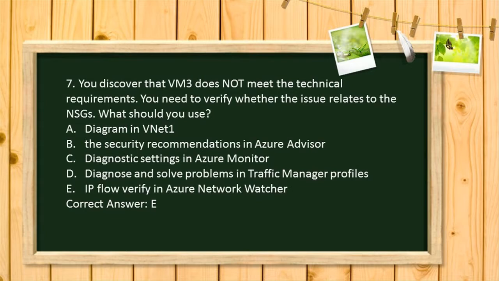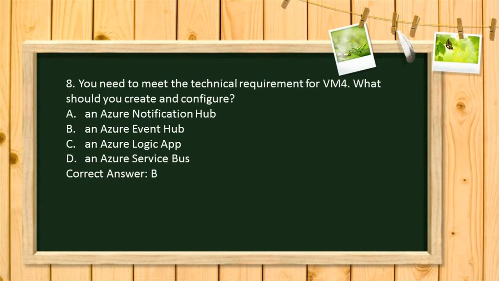7. You discover that VM3 does not meet the technical requirements. You need to verify whether the issue relates to the NSGs. What should you use? Diagram in VNet1. The security recommendations in Azure Advisor. Diagnostic settings in Azure Monitor. Diagnose and solve problems in Traffic Manager profiles. IP flow verify in Azure Network Watcher. Correct answer, E.